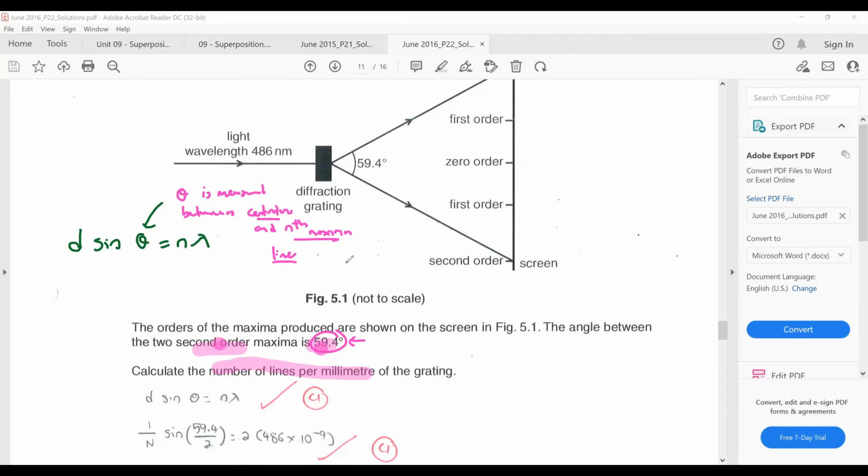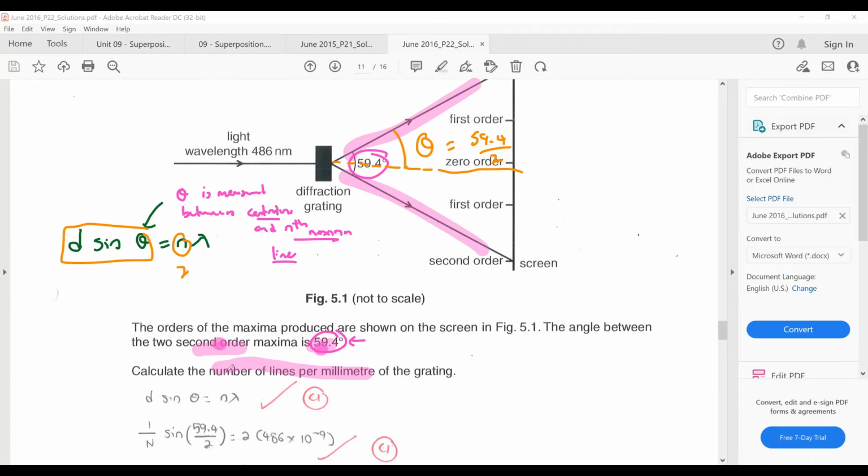So right now, the 59.4 that you see is this one. It is between the two second orders. That is correct. Why did I suddenly have this? It's between the two second orders, but this one is not theta itself. Theta by right should be from the center line. This one would have been your theta from this equation. So your theta here is actually 59.4 divided by 2 when you're talking about the second order. So just be careful of that.